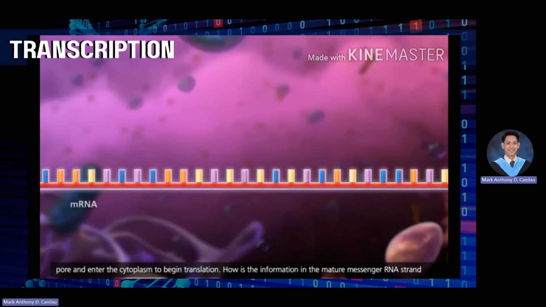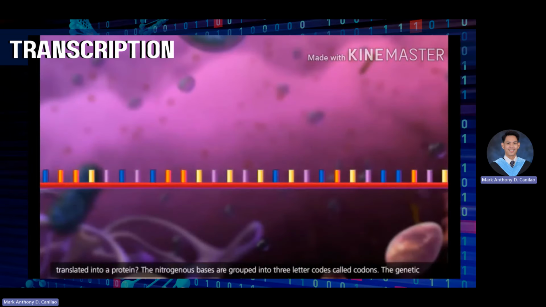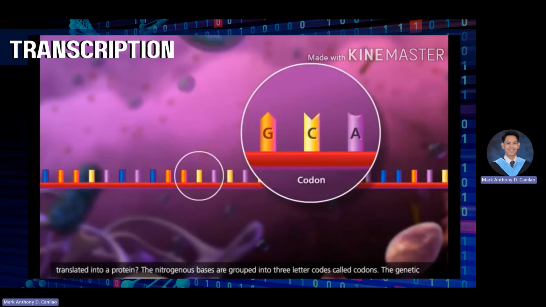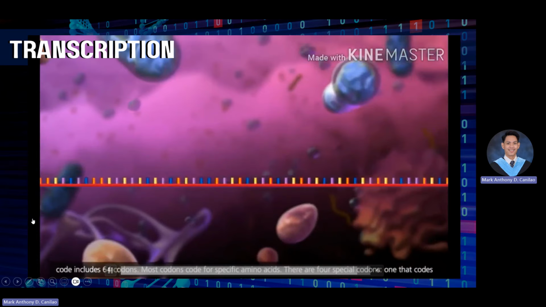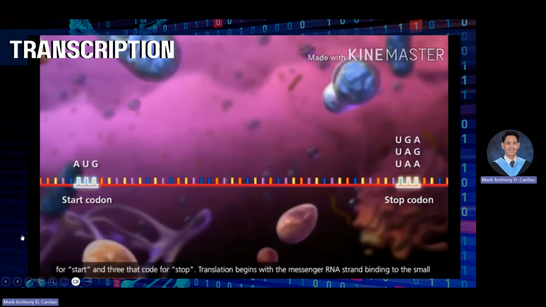How is the information in the mature messenger RNA strand translated into a protein? The nitrogenous bases are grouped into 3-letter codes called codons. The genetic code includes 64 codons. Most codons code for specific amino acids. There are 4 special codons, 1 that codes for start and 3 that code for stop.